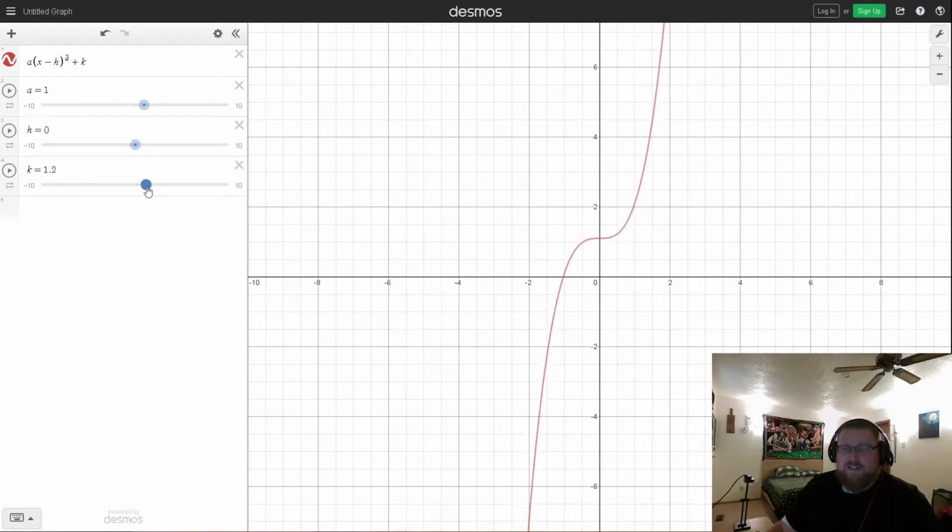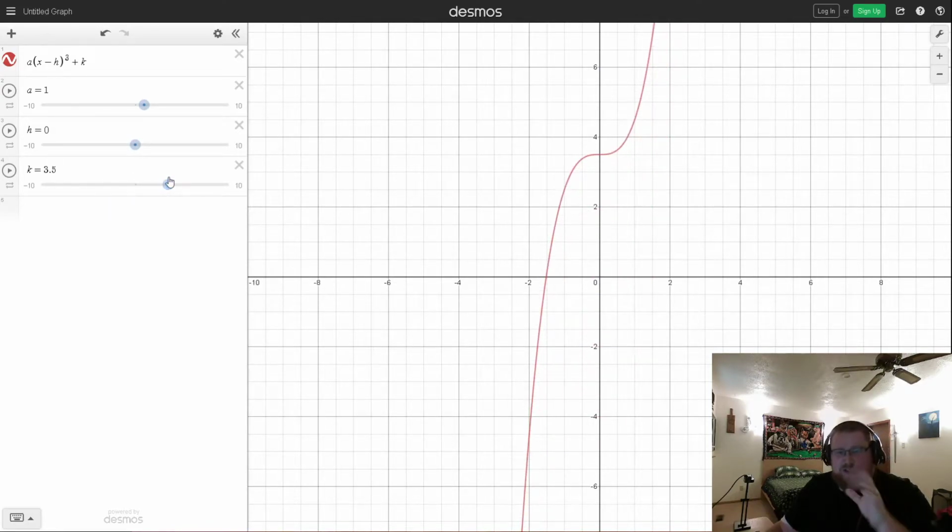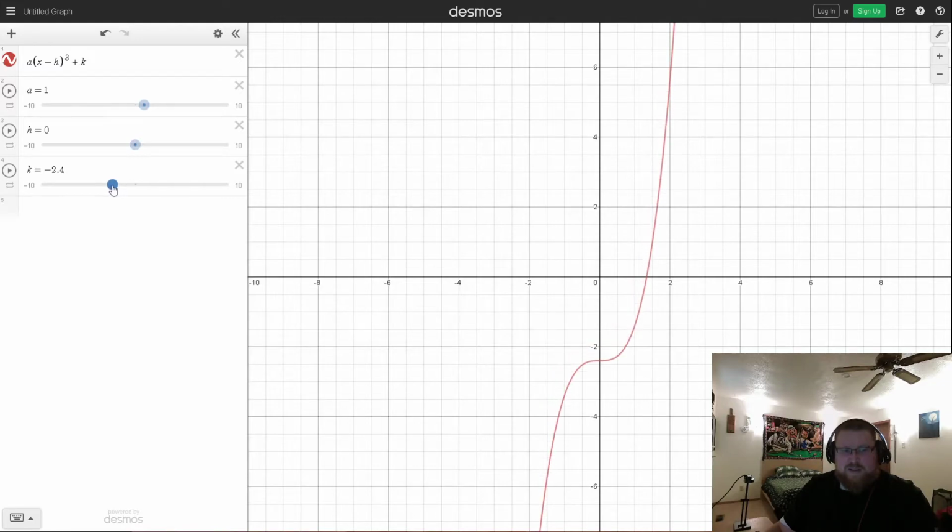If I adjust the k, it just shifts the graph up or down. And again, it's predictable. If the k is plus a number, like plus 3.5, then it's going to move it up 3.5. If it's the equation minus 2.5, it's going to move it down 2.5. It's predictable. It always acts the same way.